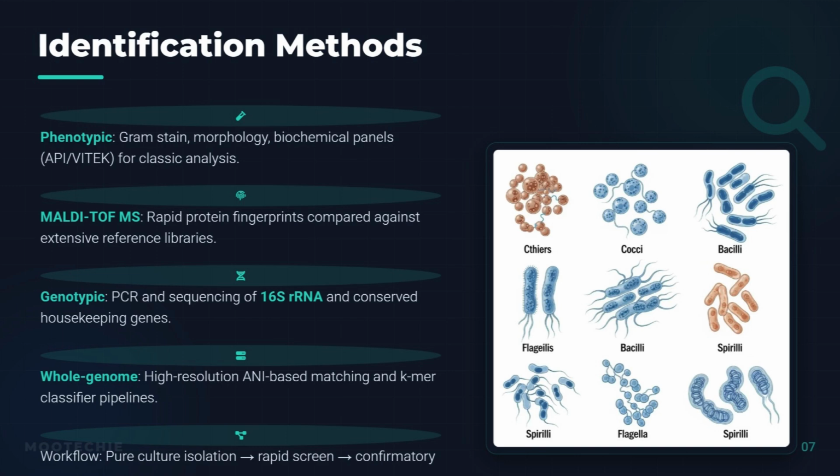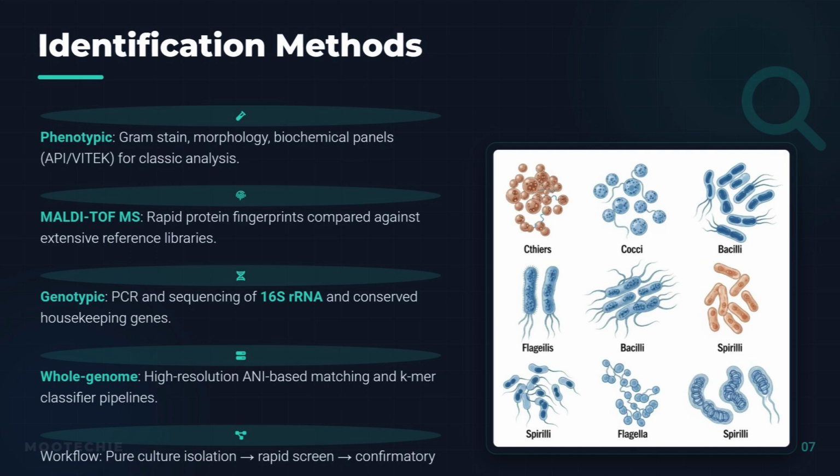Identification methods. Now let's explore the practical tools we use in the lab to figure out exactly which bacterium we are working with. We start with phenotypic methods, Gram stain, morphology, and biochemical panels like API or Vitek for classic analysis. These are the traditional hands-on tests that tell us about a bacterial structure and what chemicals it can use. MALDI-TOF MS provides rapid protein fingerprints compared against extensive reference libraries. This modern tool acts like a bacterial fingerprint scanner, identifying an organism in minutes based on its unique protein profile.